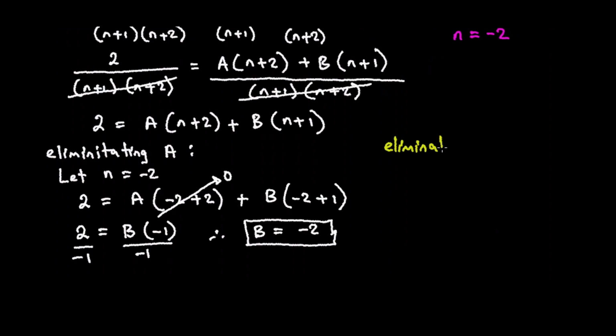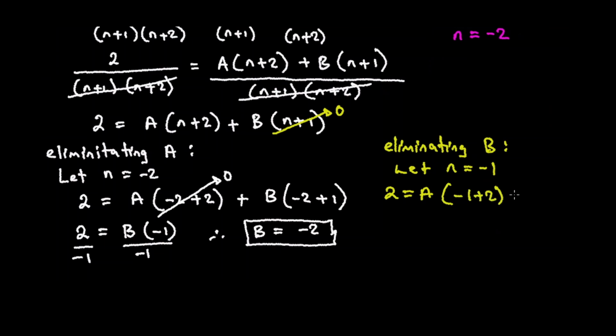So eliminating b. To eliminate b, we want this to be equal to 0. Since it is n plus 1, we have to let n be equal to minus 1. Saka we just take this number and we negate it. N is minus 1. Saka panapa it means tichati 2 is equal to a. Then this is minus 1 plus 2 plus b minus 1 plus 1.